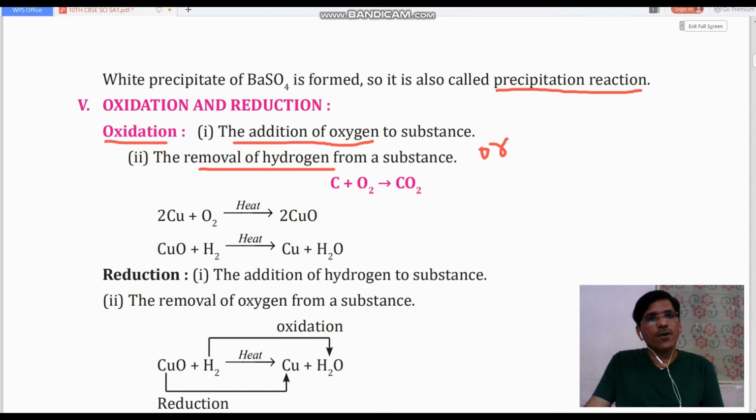Addition of oxygen: Cu plus O2 gives 2CuO, and to balance we have to write 2. So Cu plus O2 gives twice copper oxide, as oxygen is added. Again, removal of hydrogen: CuO plus H2 gives Cu plus H2O. So removal of hydrogen or addition of oxygen, both are called oxidation reaction.